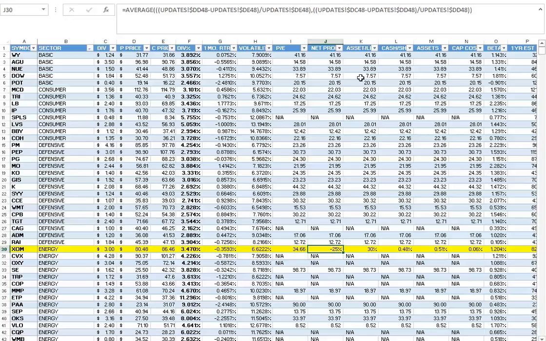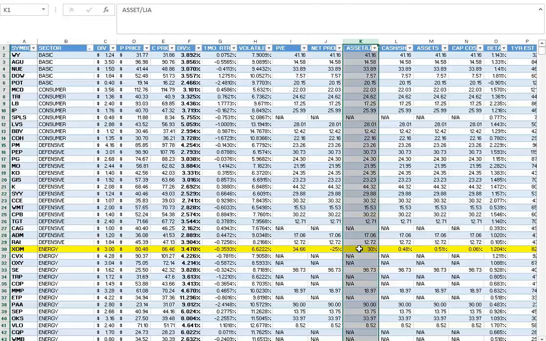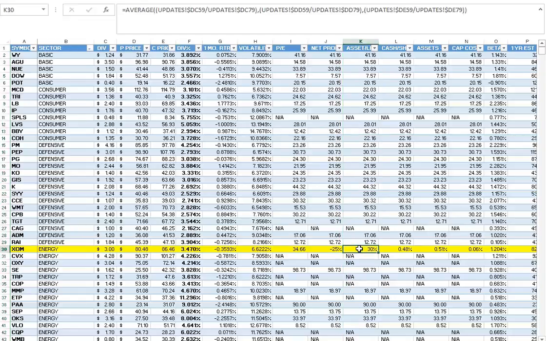All right, so the next column here is assets over liabilities. This is typically called the current ratio. My calculation is a little different than what you'll see on Yahoo Finance or in some of the finance books that talk about current ratio.